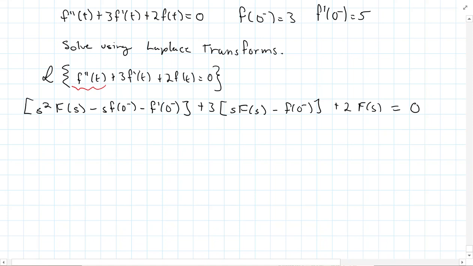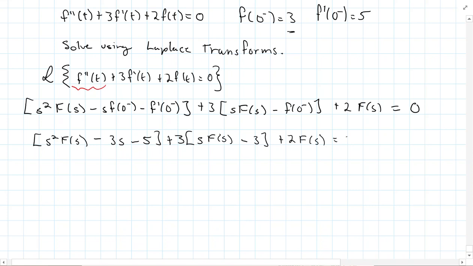And now I'm going to plug some numbers in here and multiply a few things out. Well, let me just plug numbers in first. So if I plug my numbers in first, I'd have s squared F at s minus, well, I have 3 here, so 3s, and then minus 5, plus 3 times s F at s minus 3, plus 2 F at s equals 0.